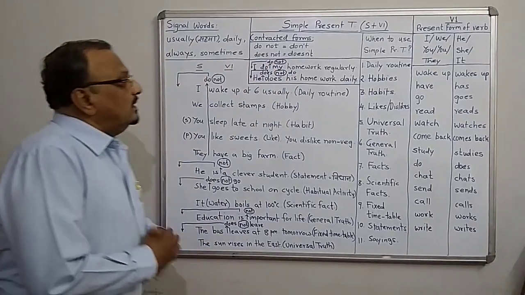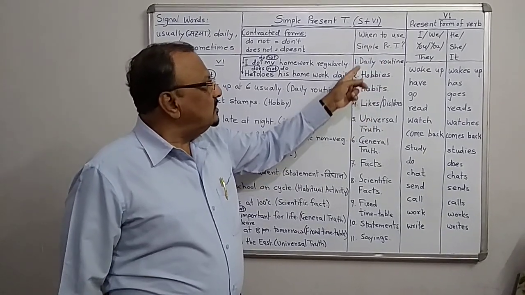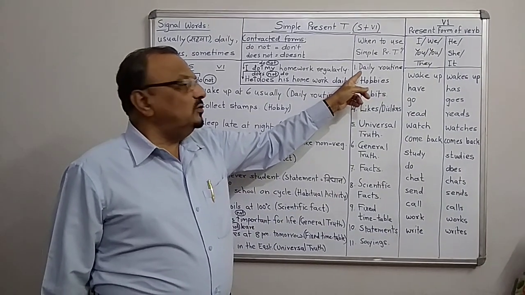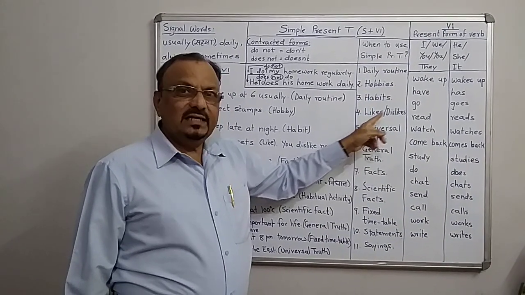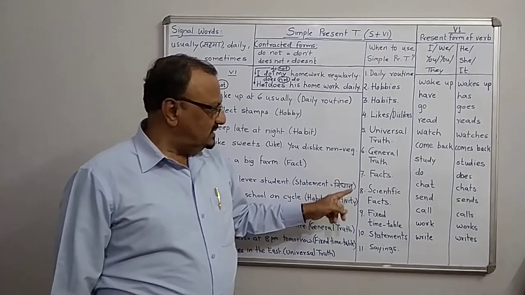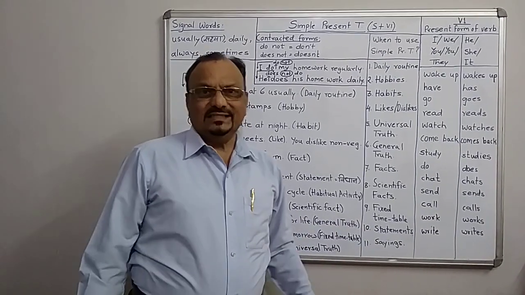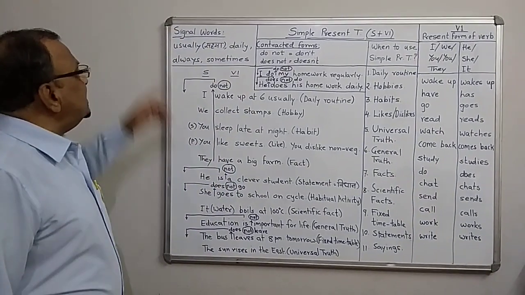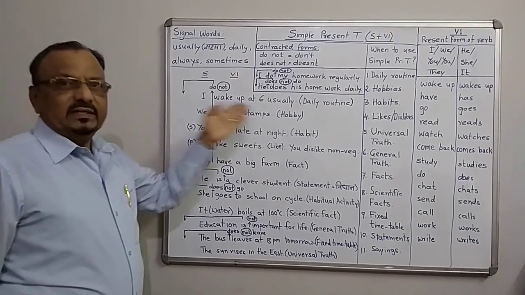Okay. Now also we must know when to use simple present tense. So there are some points which you can see here. It is used to show daily routine, hobbies, habits, likes and dislikes, universal truth, general truth, facts, scientific facts, fixed timetable, statements, and sayings. Okay, now we will take some examples. These are called signal words. These are usually used in simple present tense.